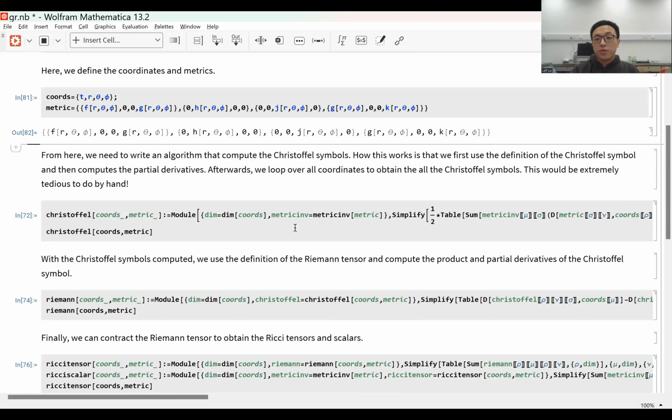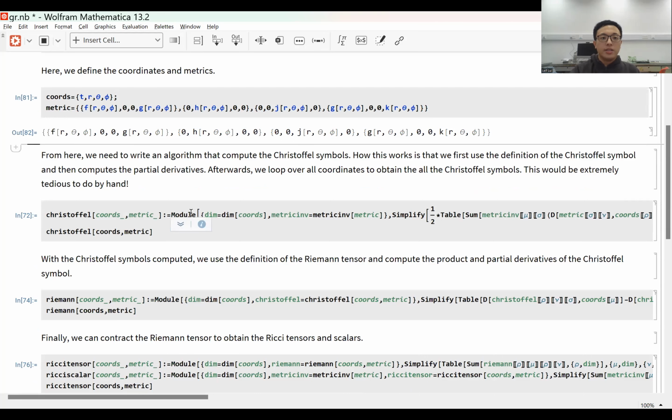And how this works is we first use the definition of the Christoffel symbols to compute the partial derivatives. And afterwards, we loop over all coordinates to obtain all the Christoffel symbols. And the reason why I opted to use Lagrangians and differential forms in the previous case is because we were doing it by hand. In this case, you can definitely use the definition. But I would say if you did this by hand, it would be very, very difficult. So I will show you the code.